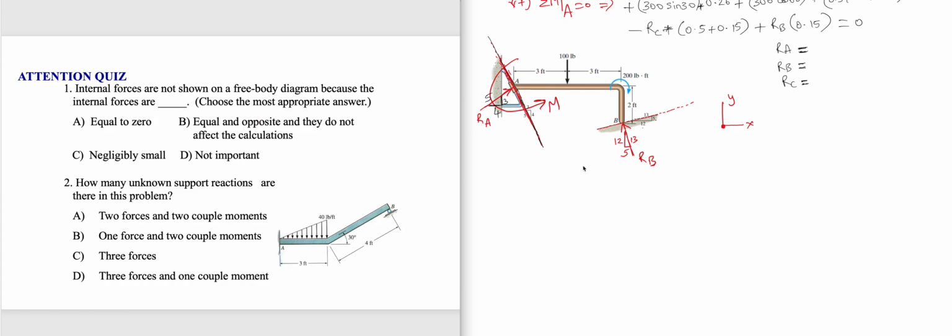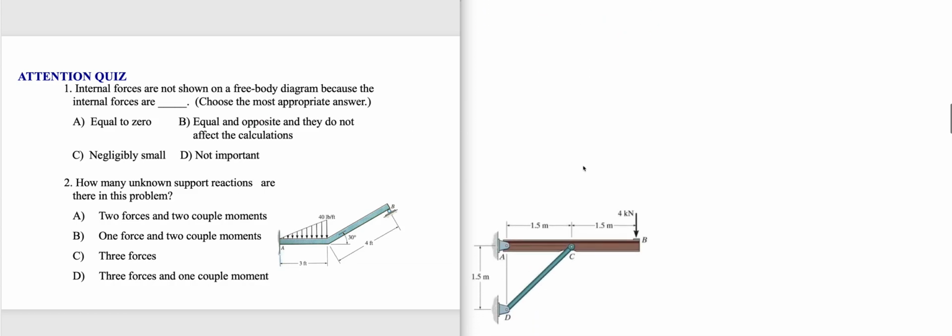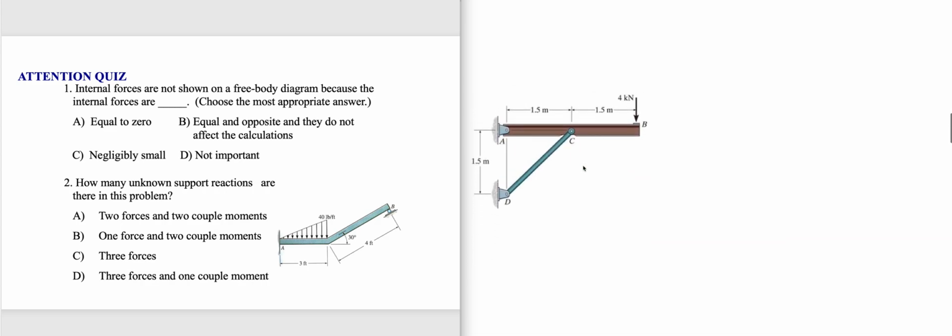Now answer these two questions before we go to the next problem. Internal forces are not shown on a free body diagram because internal forces are equal to 0 or equal and opposite. They do not affect the calculations, negligibly small, not important. This is the right option, B. You don't show an internal force.